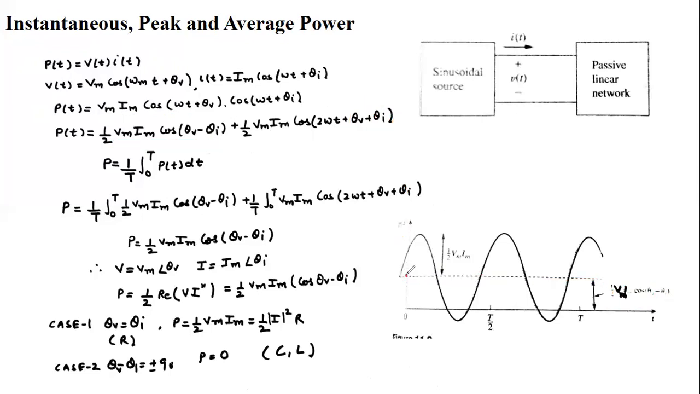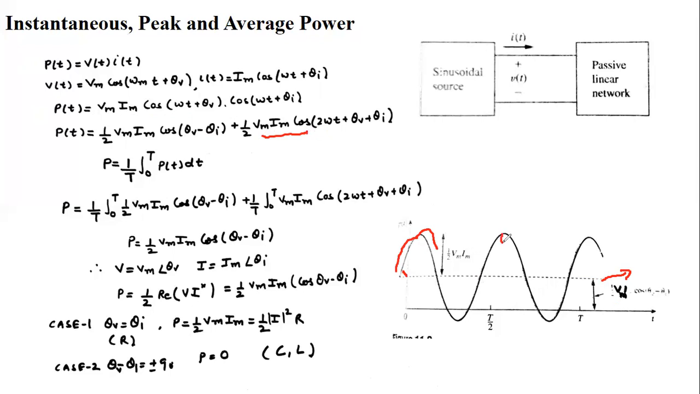So this is representing the initial phase theta b minus theta I. Okay, so this is representing the DC term, half Bm Im cos(theta b minus theta I), while this is representing the time varying field, and the equation is half Bm Im cos(2 omega t plus theta b plus theta I).